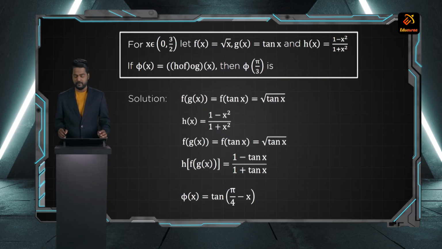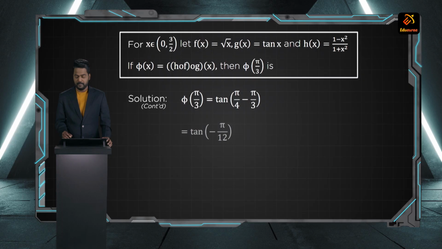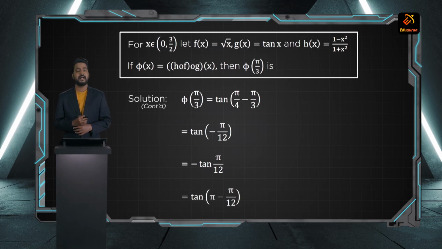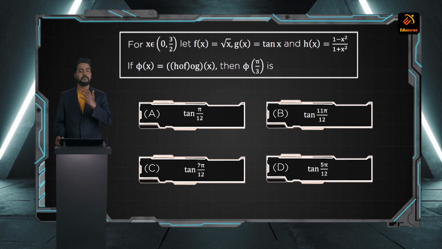But we are interested in phi of pi by 3. So phi of pi by 3 will be equal to tan of pi by 4 minus pi by 3. So tan of pi by 4 minus pi by 3 will be equal to tan of minus pi by 12. So tan of minus pi by 12 can be written as minus tan of pi by 12. So minus tan of pi by 12 can be written as tan of pi minus pi by 12, because in the second quadrant we know tan is negative. So on further simplification it will be tan of 11 pi upon 12. So the option which is correct is option B. Understood? Moving further to the next question.